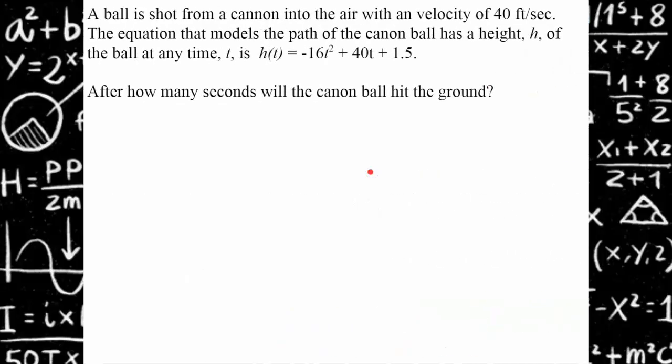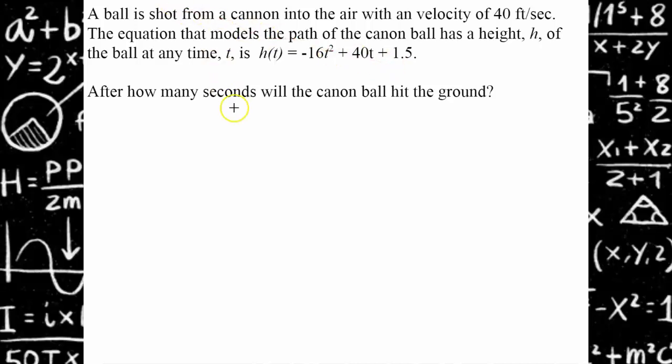All right, let's try a real-world problem. A ball is shot from a cannon and into the air with a velocity of 40 feet per second. The equation that models the path of the cannonball, with a height of h of the ball at any time t, is modeled by height as a function of t equals negative 16t squared plus 40t plus 1.5. What we'd like to know is after how many seconds will the cannonball hit the ground?